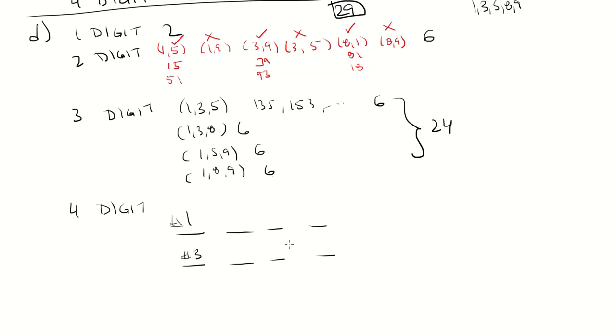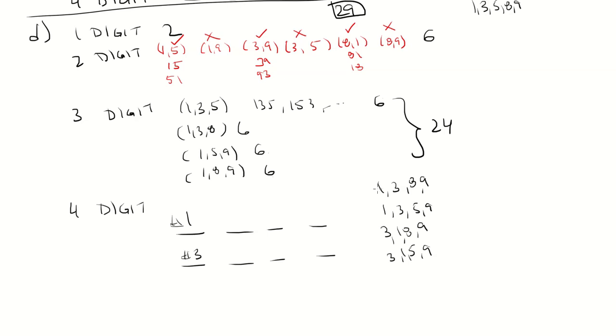I guess what we could also do is, the ones that will work is basically you would have 1, 3, 8, 9, 1, 3, 5, 9, 3, 1, 8, 9, and then 3, 1, 5, 9. So all of these will be divisible by 3.